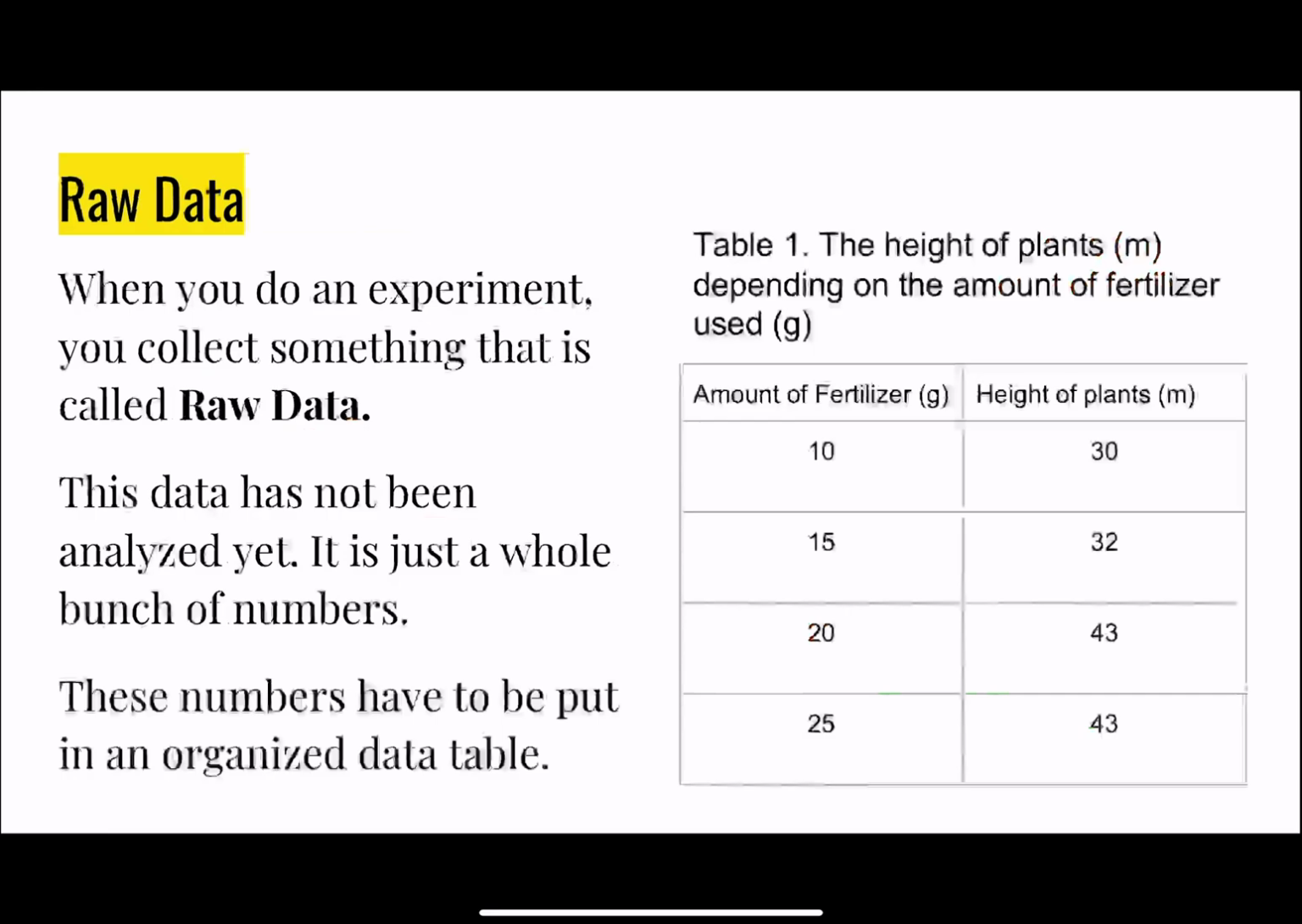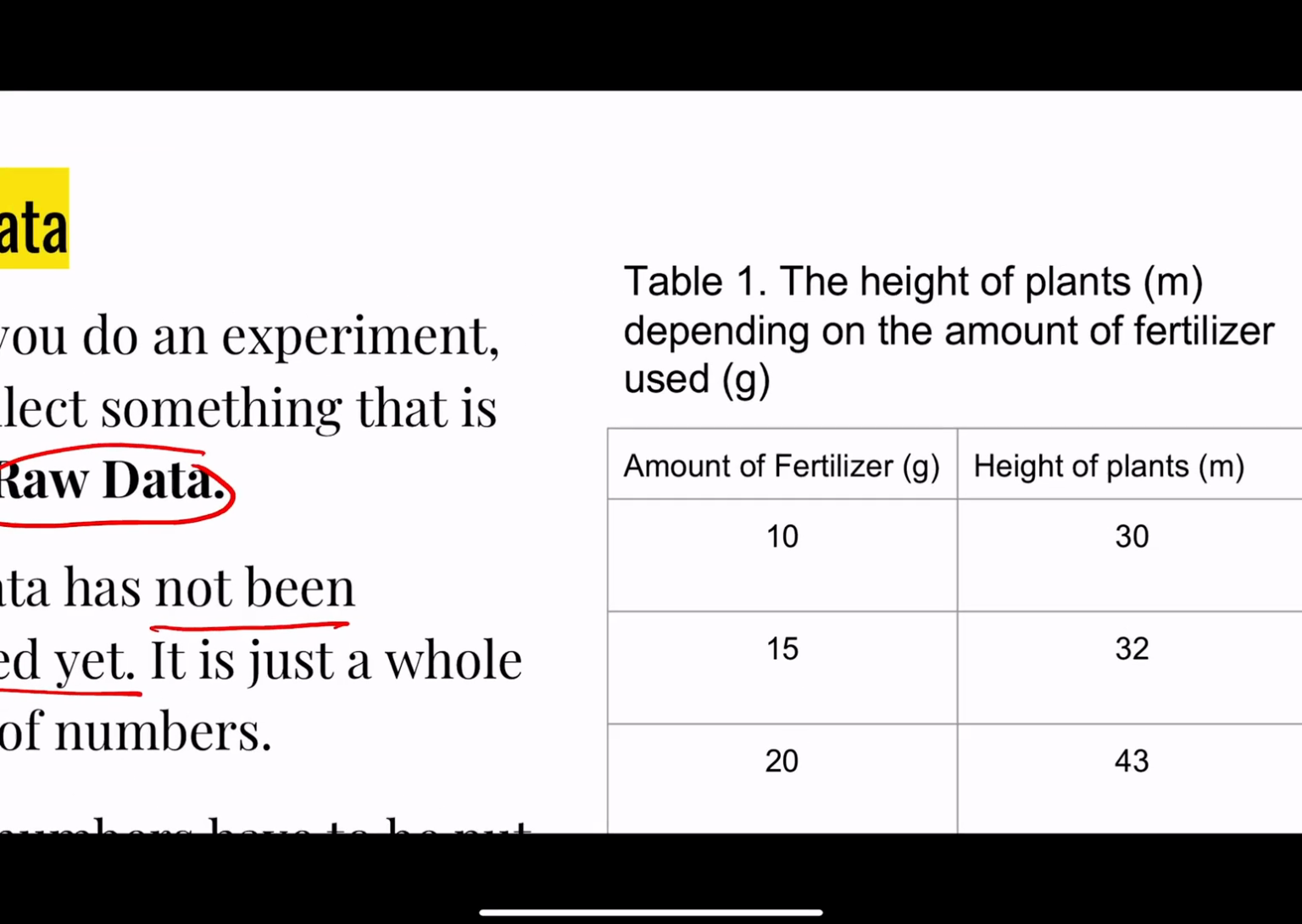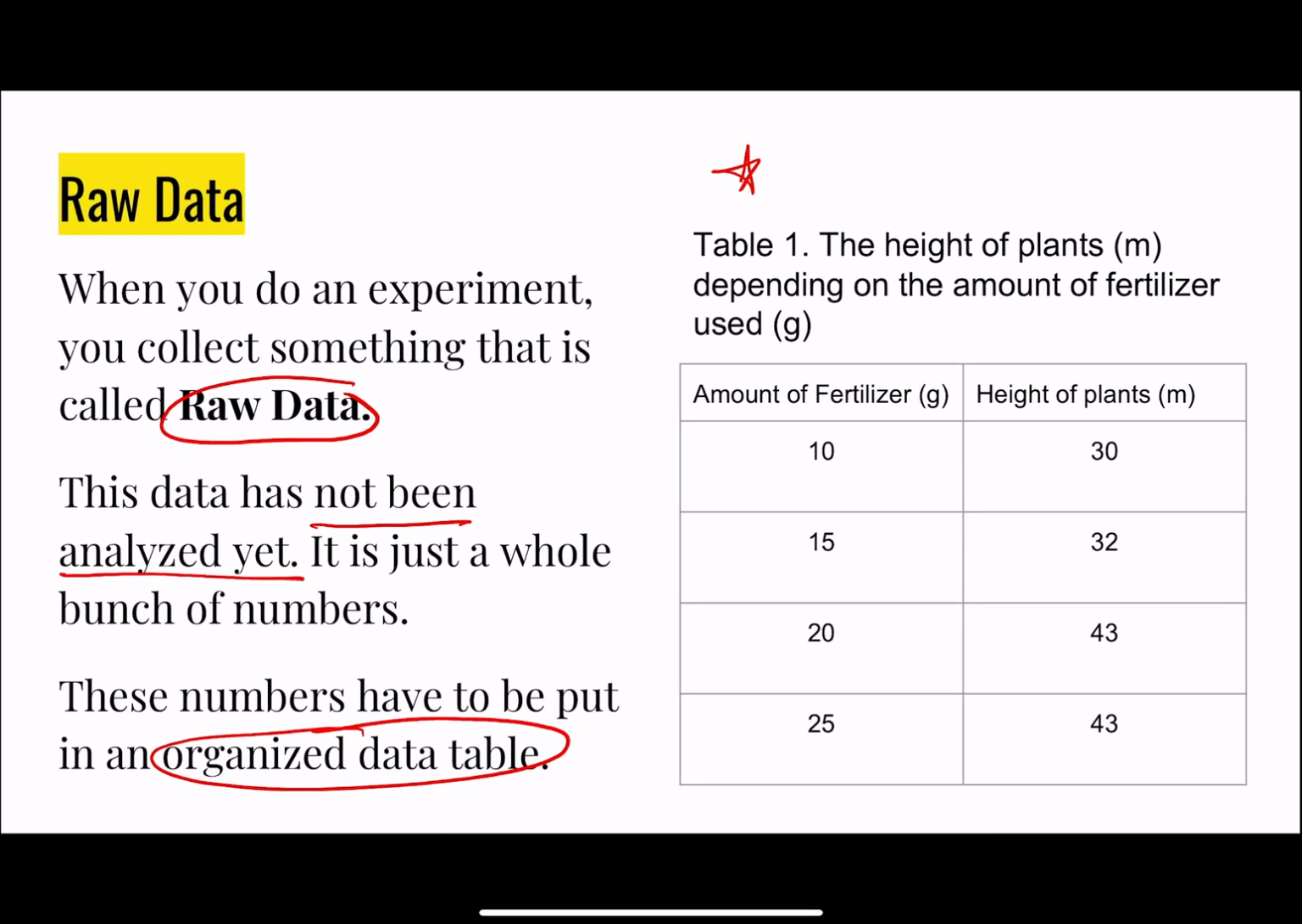Okay, we got raw data. So when you do an experiment, you collect something that's called raw data. So this is just something that has not been analyzed yet, right? So once we're doing an experiment and you're writing down all the numbers, all the measurements, right? That is called raw data. And then you have to put it in an organized data table like this one, right? So it's organized, it's raw, it hasn't been analyzed yet, but we can see kind of a trend, right? This is like the step you do before you create a graph, right?